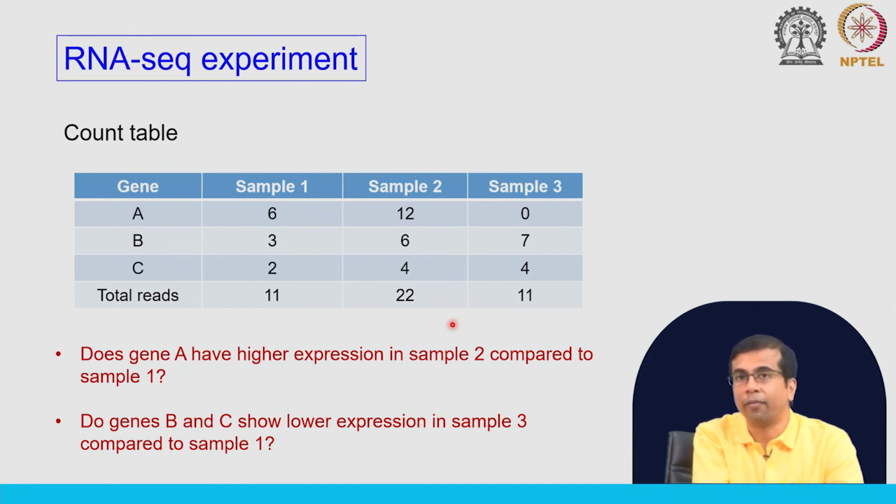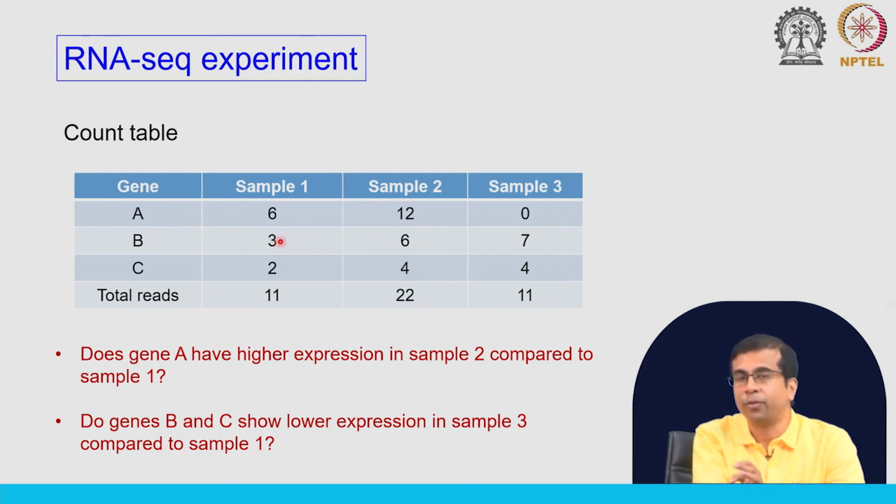So, this is something we again have to take into account. You can imagine that if a sample has a higher total number of reads, you are likely to see more reads mapping to each gene in that sample. Here, in this example, we have 22 reads in sample 2 compared to 11 reads in sample 1 and 11 reads in sample 3. So, naturally you will expect more reads mapping to genes A, B, C in sample 2 compared to sample 1.